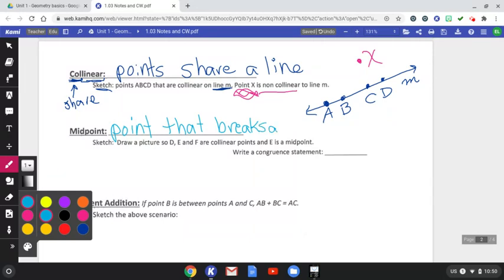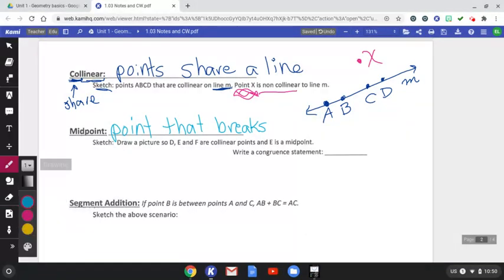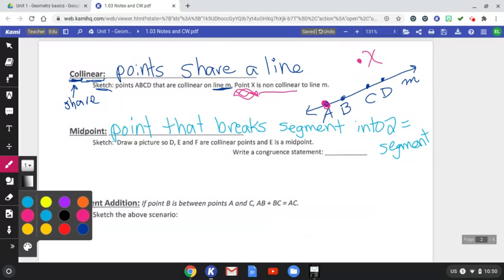Let's say a bisector breaks a segment, because lines are infinite, we can't really cut that in half, but it breaks a segment into two equal segments. So remember, a segment has a start point, let's say like A, and an end point C. So we could have segment AC there along that line M.